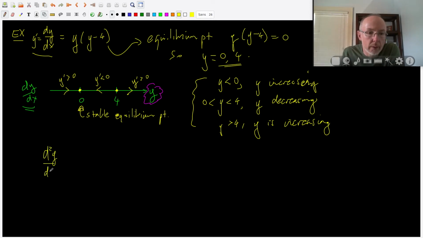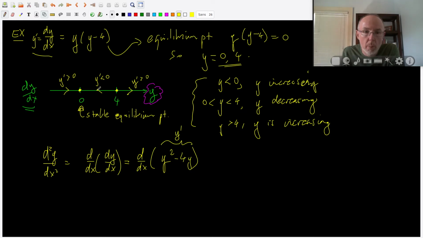which again is going to take some work because we're going to have to start with the first derivative and take its derivative. So the second derivative is the derivative of the derivative. In this case, I'm going to multiply that out just for simplicity. We're going to differentiate y squared minus 4y. This is y prime, this is just this differential equation. I just multiplied it out. This is y squared minus 4y. And now when I take the derivative, what I get is 2y minus 4.